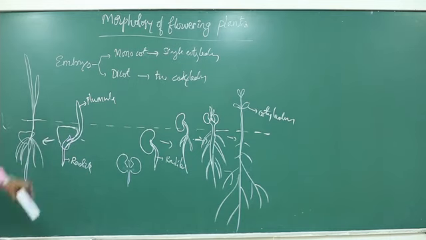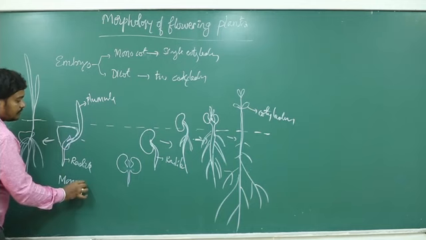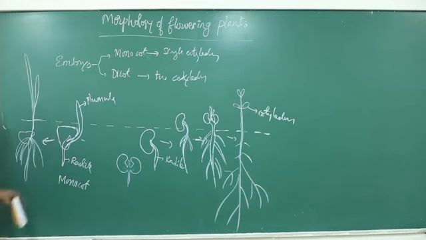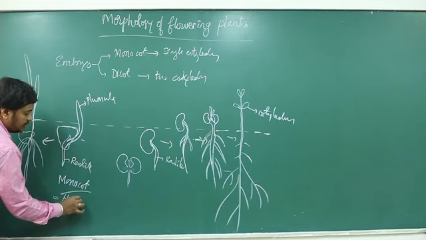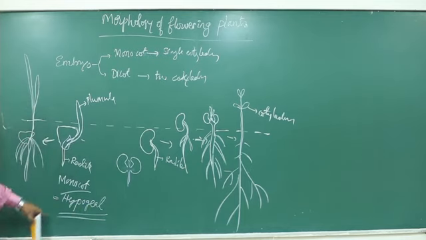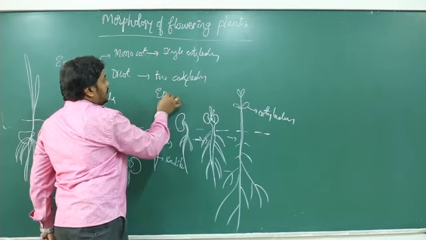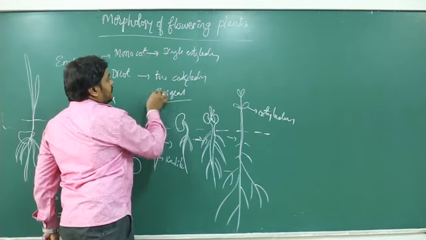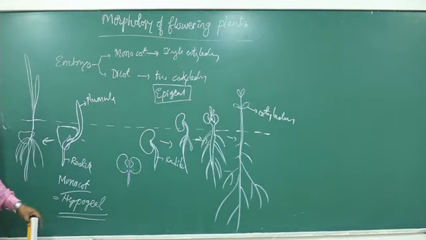Okay, see the difference. In case of monocot, seed never came out. Seed never came out of the soil. It is present under the soil itself. This type of germination is called hypogeal. Hypogeal means seed remains under the soil. But here seed came out of the soil. So it is called epigeal. So germination type: dicot, it is epigeal, and for monocot it is hypogeal.